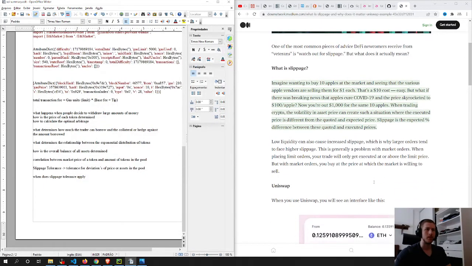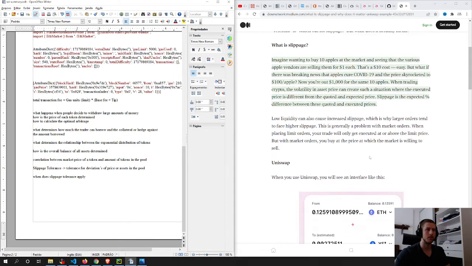Imagine wanting to buy 10 apples at the market and seeing that the various apple vendors are selling them for 1 each. That's a 10 cost, easy. Well, what if there was breaking news that Apple's cure for... Now you're out 10,000 for the same 10 apples. When trading crypto, the volatility in asset prices can create such a situation where the executed price is different from the quoted and the expected price. Slippage is the expected percentage difference between these quoted and executed prices.